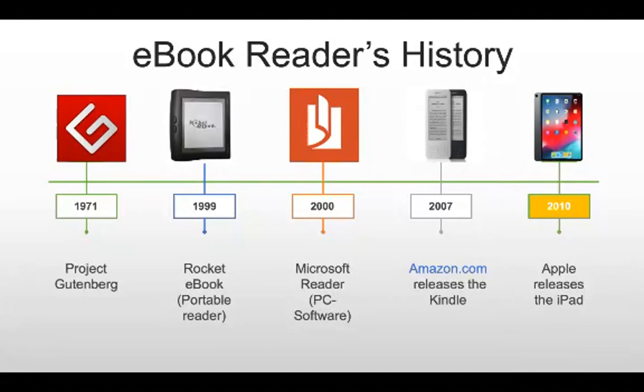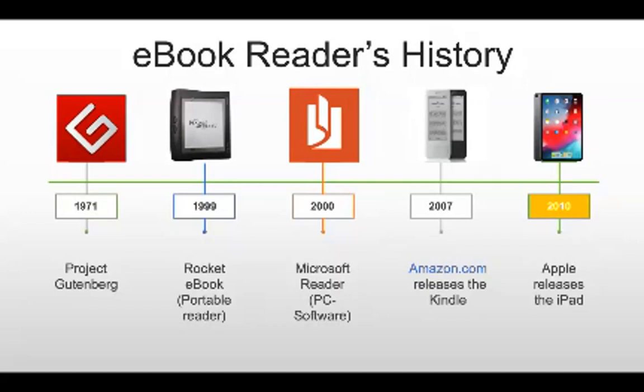Later on, it transformed to different devices. In 1999, there was the Rocket eBook portable reader. You could carry this device with you wherever you wanted to move, so you could read your books. In 2000, Microsoft introduced the Reader PC software, so you could read ebooks using Microsoft.